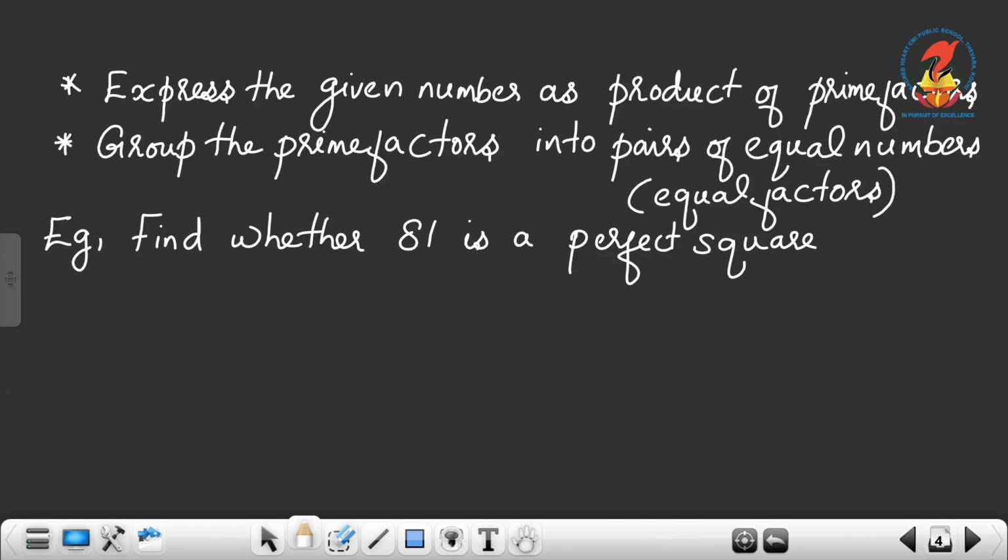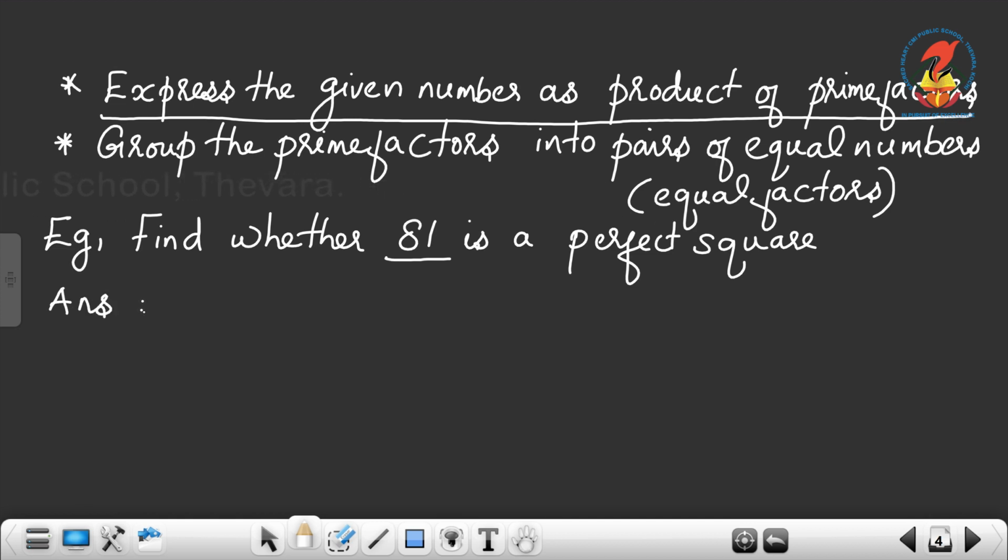Now we can apply this method in order to check whether the given number is a perfect square or not. Now what we have to do is express the given number as a product of prime factors. That is the first step. Express the given number as a product of prime factors. Now here the number is given as 81. So you want to check whether 81 is a perfect square.